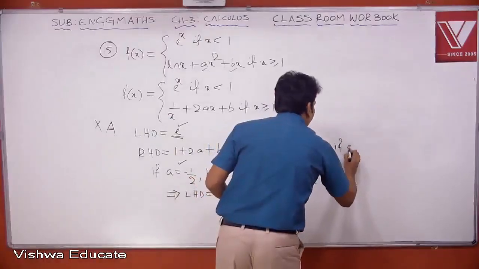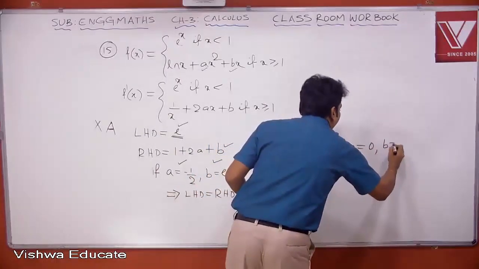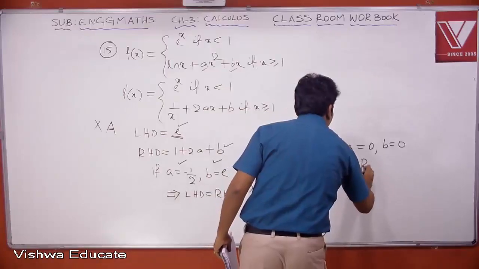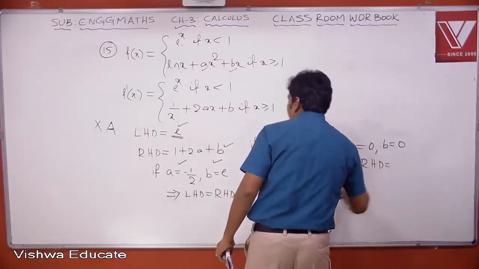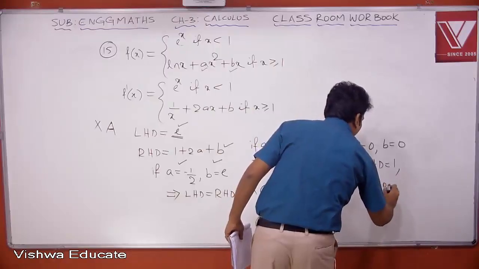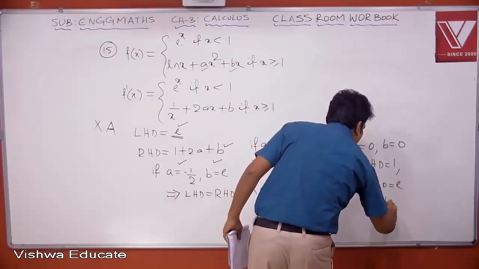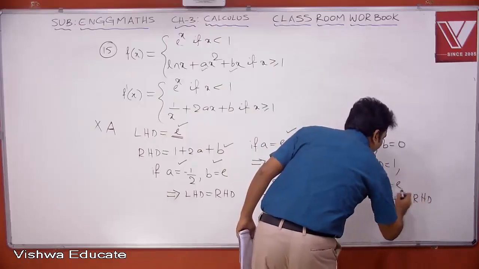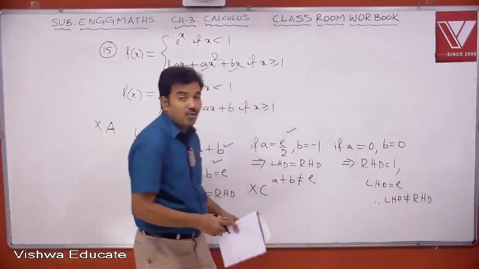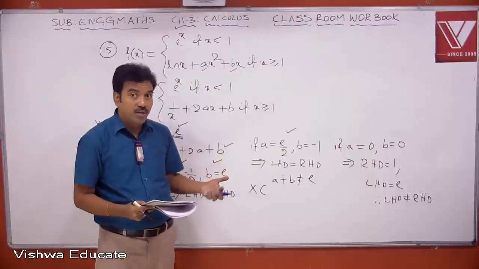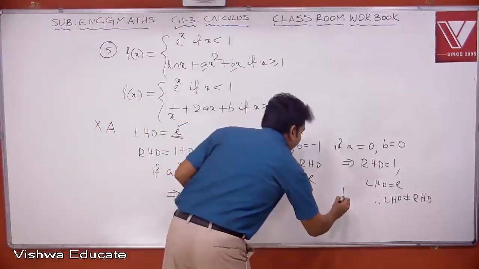Suppose A value 0, comma, B value 0, then RHD becomes 1, but LHD equals E. In this case, LHD is not equal to RHD because the value of E is not equal to 1, it is 2.71. In this combination it is not working, so option D seems to be wrong.